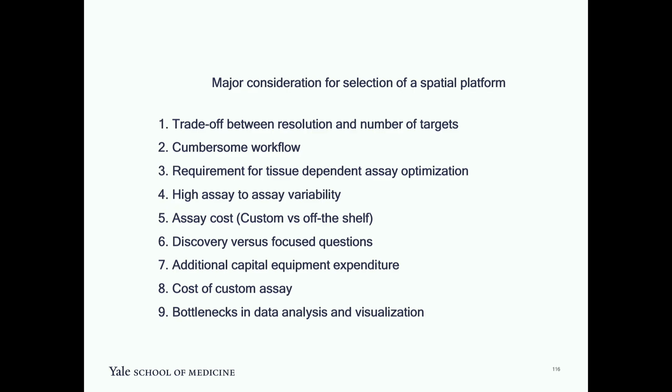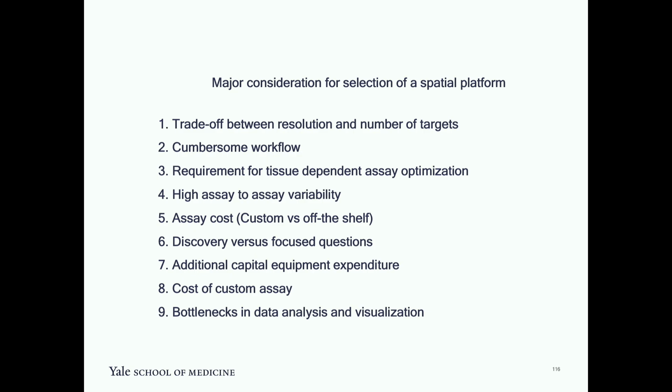The biggest challenge in the spatial technology field is the trade-off between resolution and number of targets, because these are expensive, and if you add more targets in your analysis, it will cost you more. The workflows for most spatial technology are hard and complex, and you need to optimize for each tissue, especially for imaging based spatial platforms. You need to do clearing, because there will be a lot of autofluorescence coming from the tissue, and you need a means to clear it.